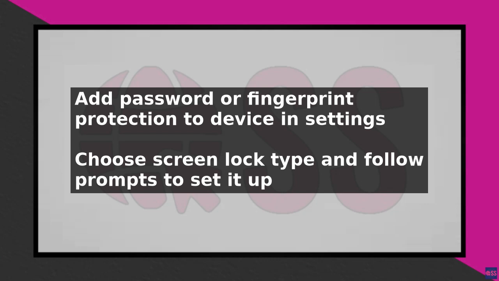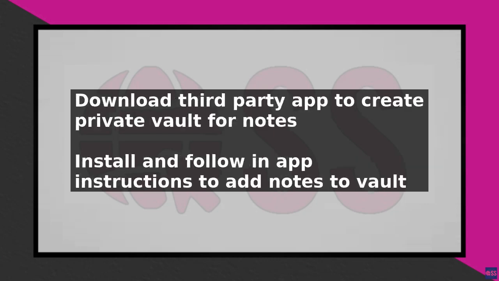After setting up the device lock, you can use a third-party app to create a private vault where you can store your sensitive Google Keep notes. You can download a note locking app from the App Store, install it, and follow the in-app instructions to create a private vault and add your Google Keep notes to it.